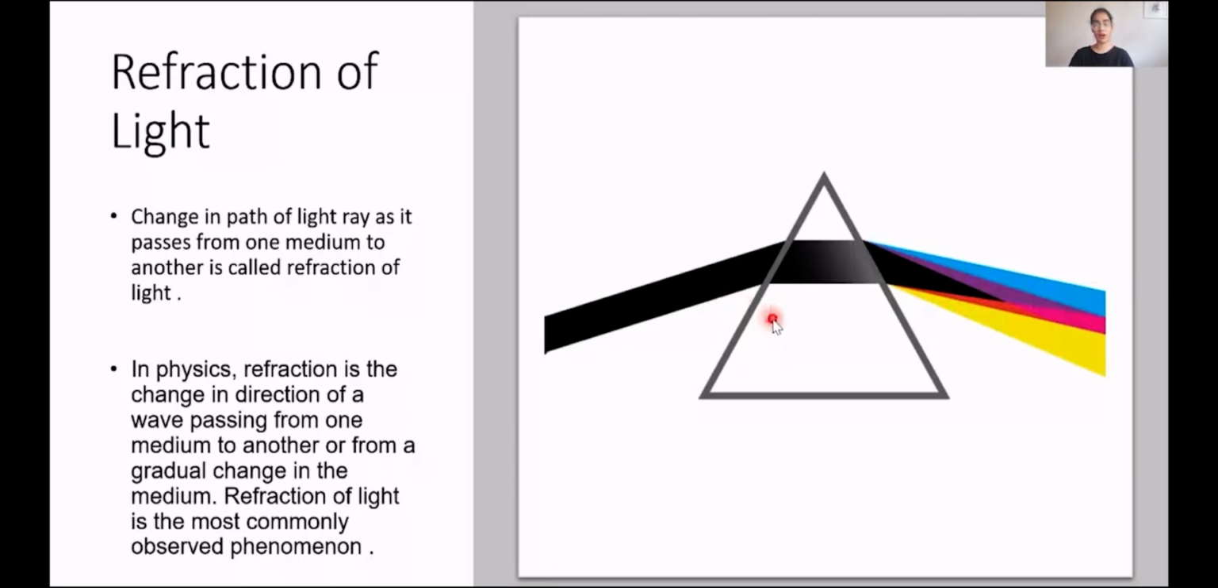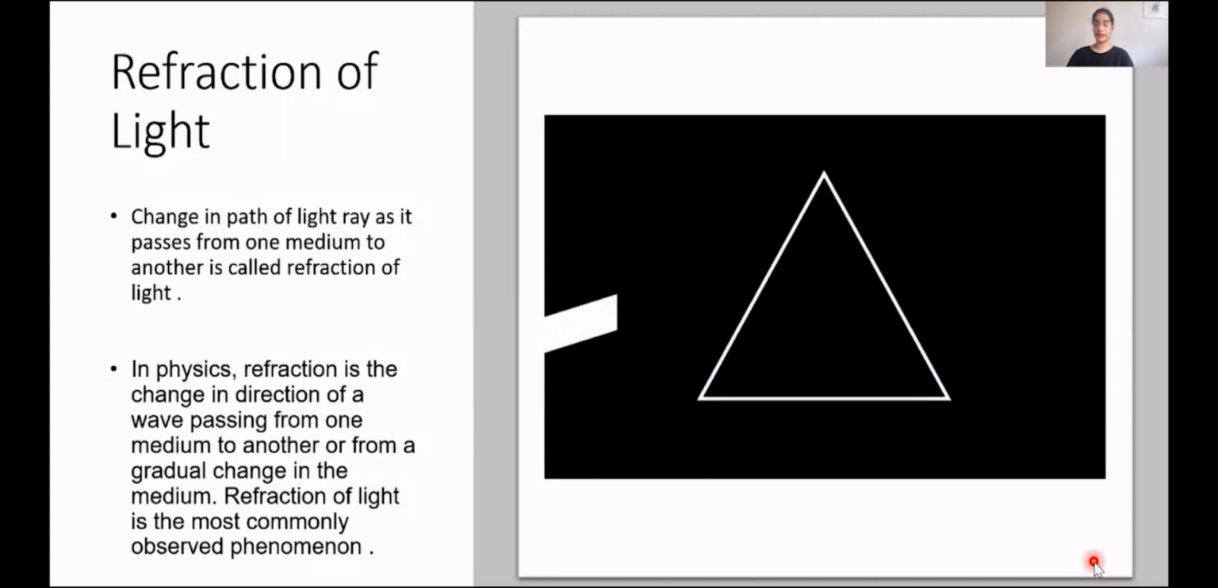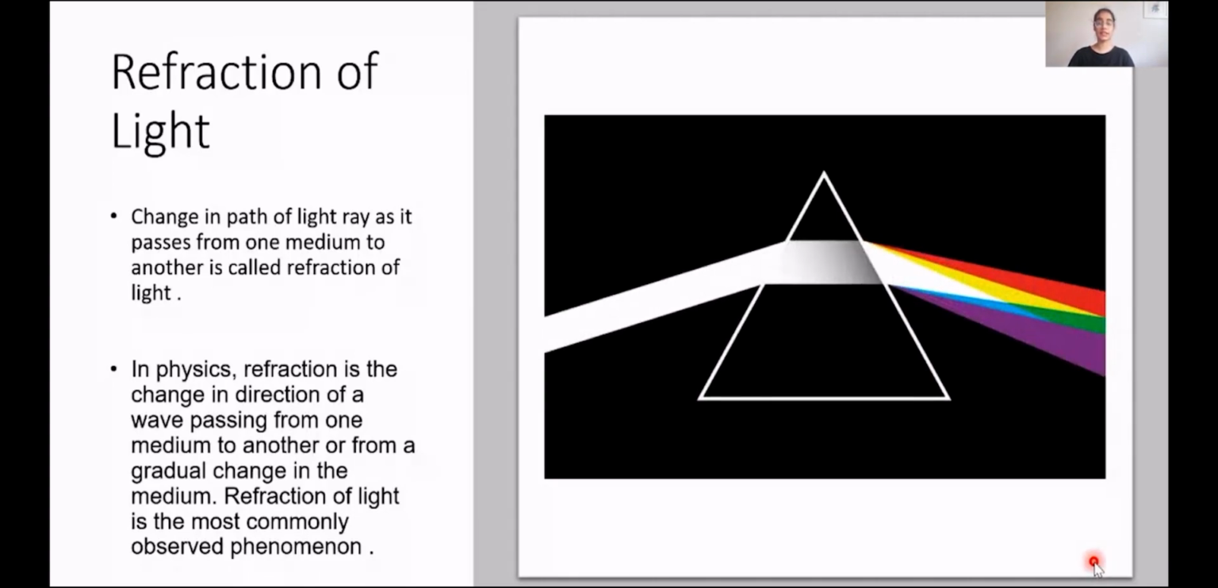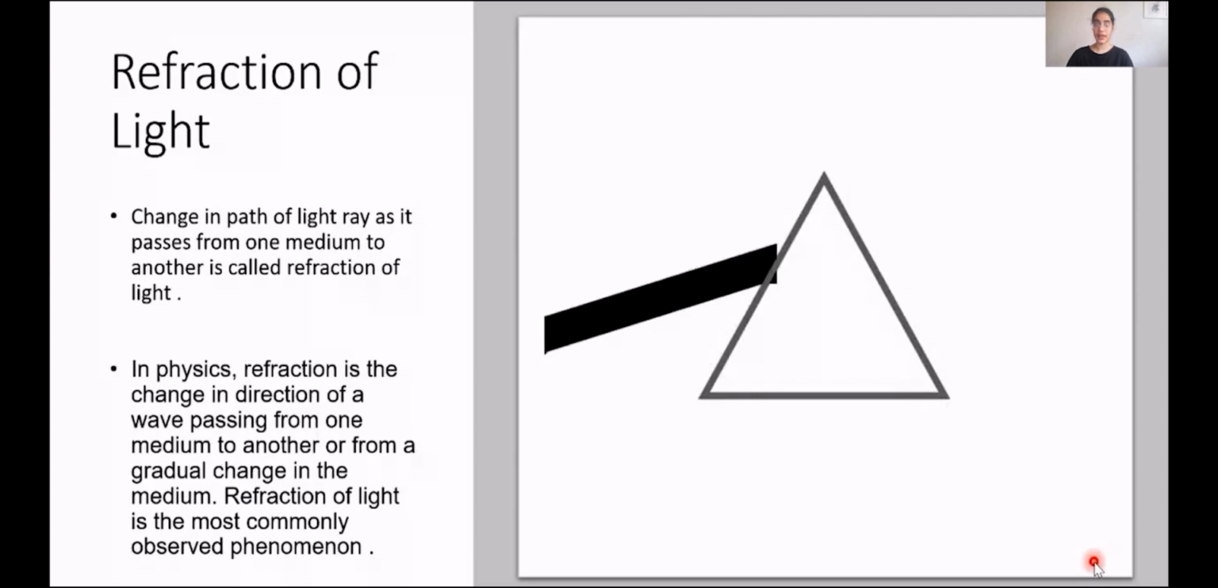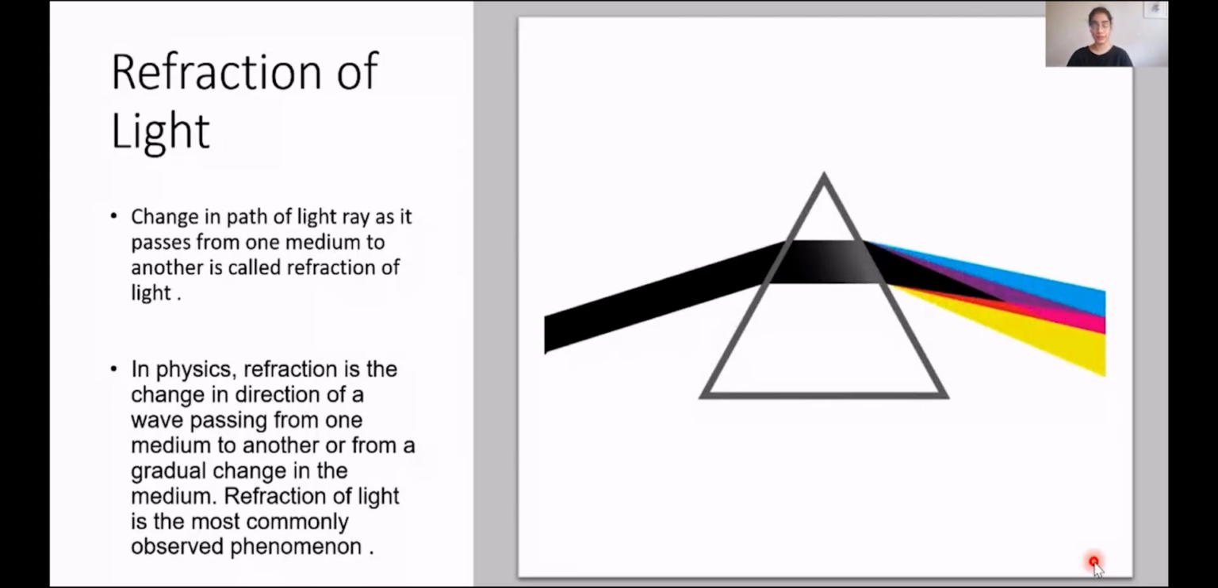Light also is a form of a wave. This is something that you will study in later classes. Right now you are studying straight line motion of light. In later classes you will study that light is actually a wave, and that is why we are describing light refraction as a change in direction of a wave which is passing from one medium to another.